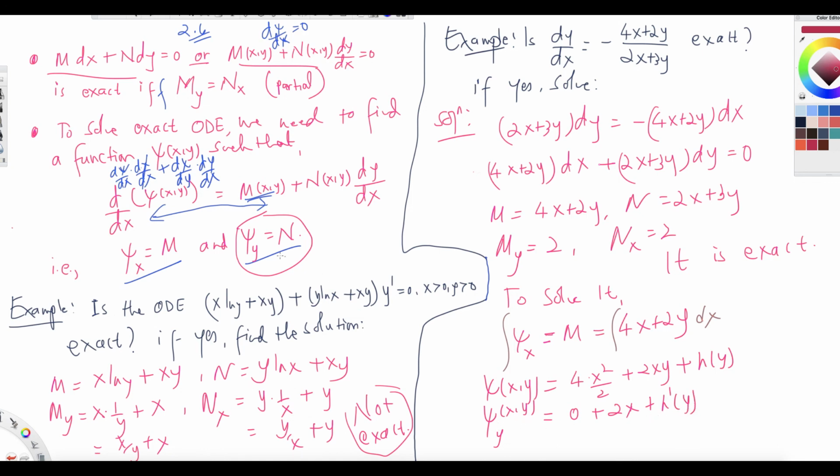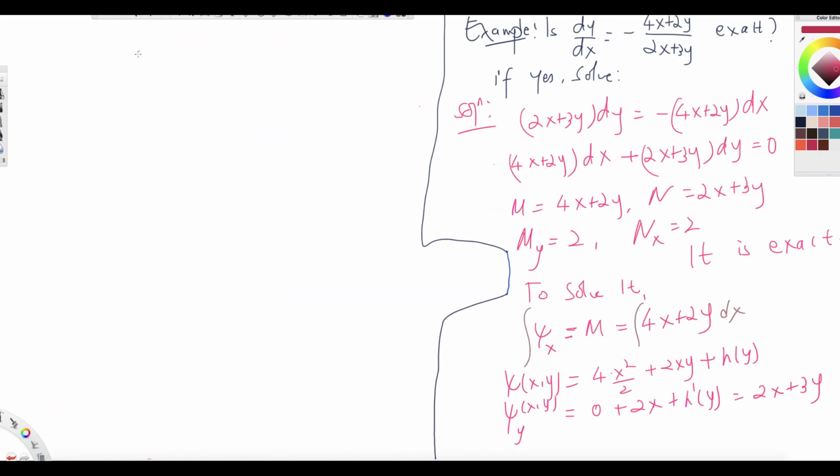Now, what is the value of psi y? Psi y is n, right? What is n though? n is 2x plus 3y. So we got 2x plus h prime of y equals 2x plus 3y. Subtract 2x. What do you get? h prime of y equals 3y, right? So what is h of y then? We need to integrate again. So h of y equals 3 over 2 y squared plus a constant c.